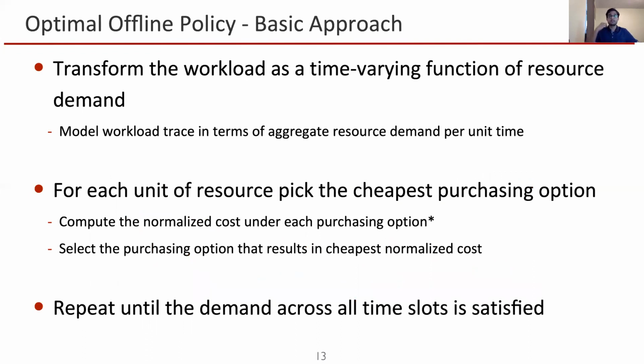Next, given this time-varying function of resource demand, for each time unit and for the resource demand at that time unit, we try to pick the cheapest option by first computing the normalized cost for that resource demand under each purchasing option. Next, we select the purchasing option that results in the cheapest normalized price. Note that the normalized price for each purchasing option differs widely and has to be computed differently as well. Afterwards, we repeat this process until all the resource demand across all the time slots is satisfied.